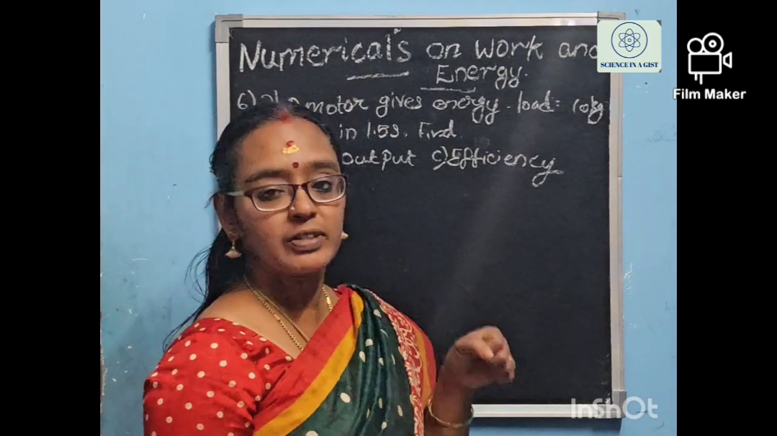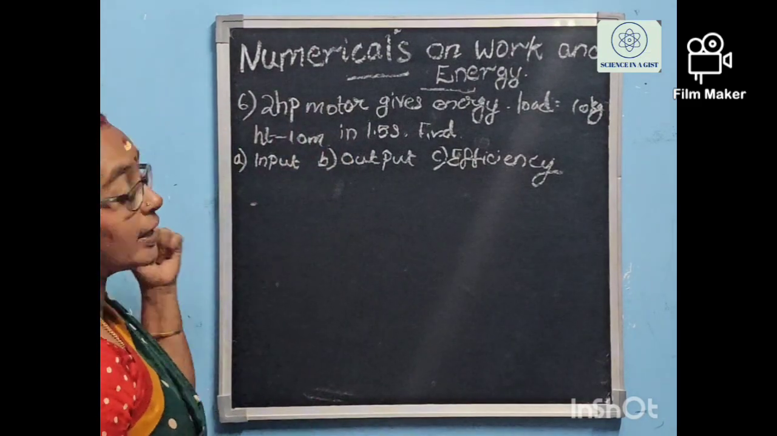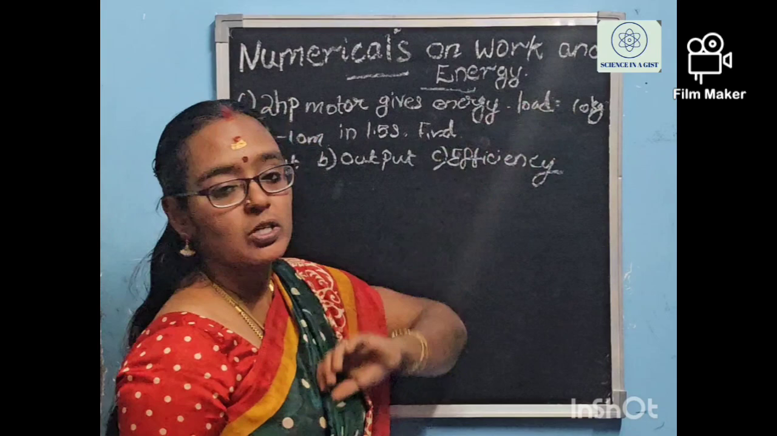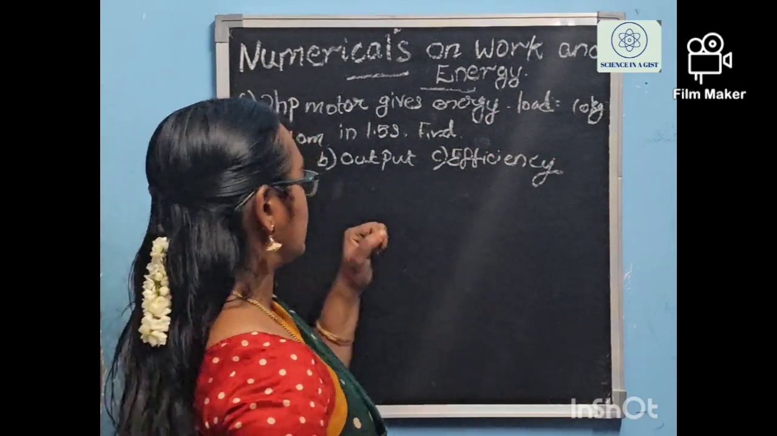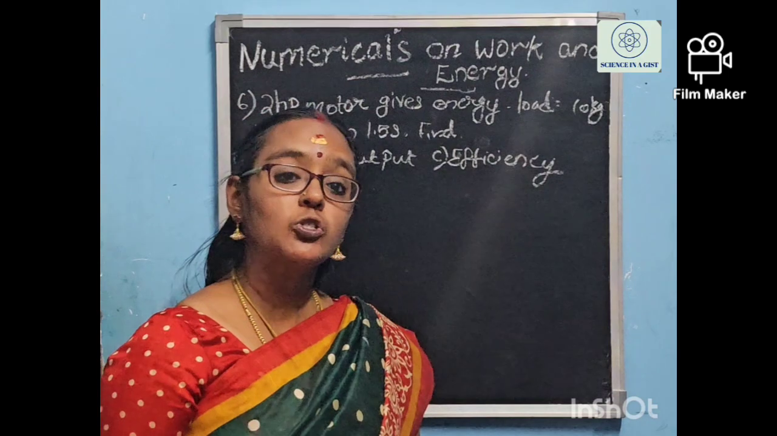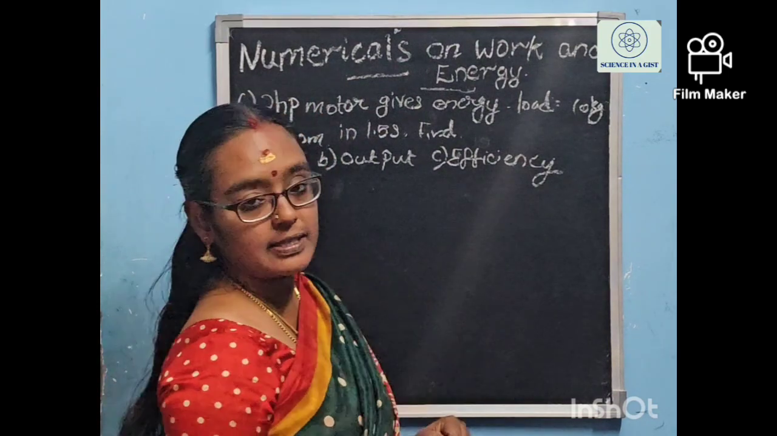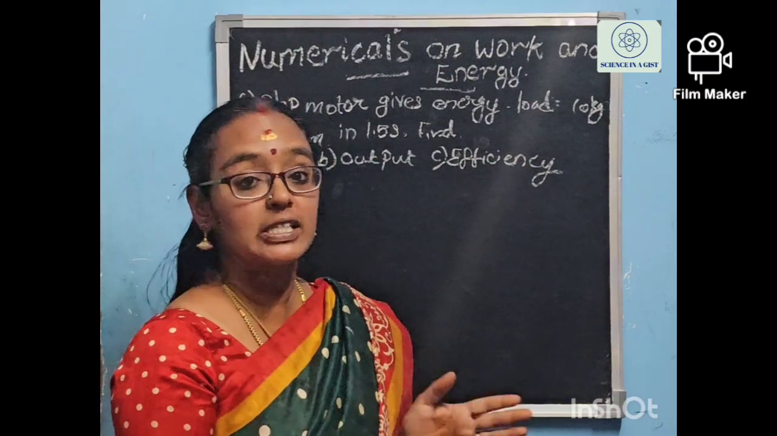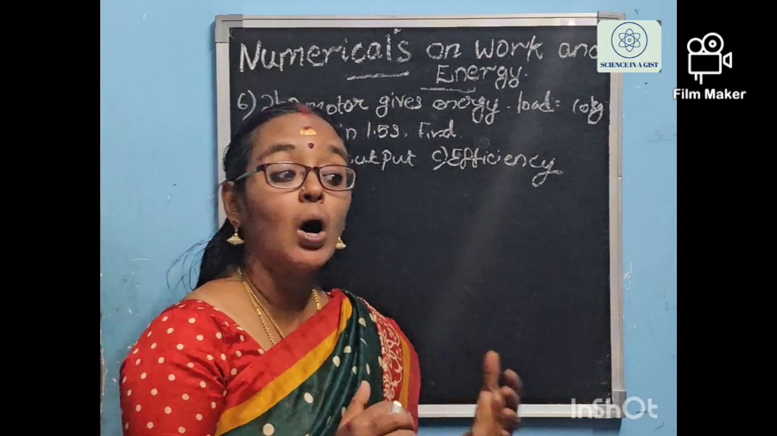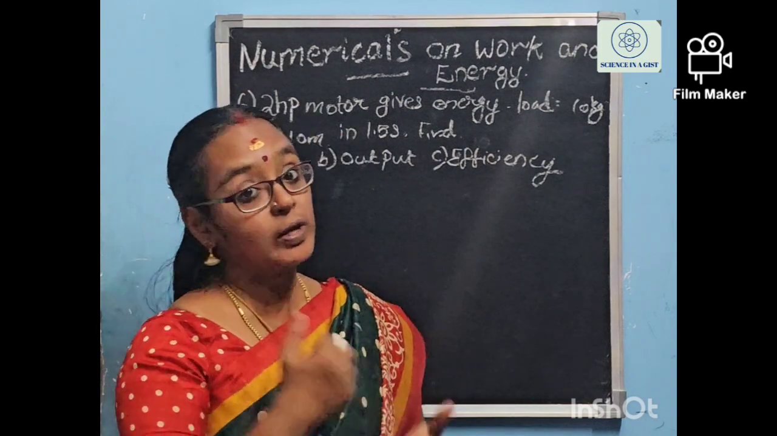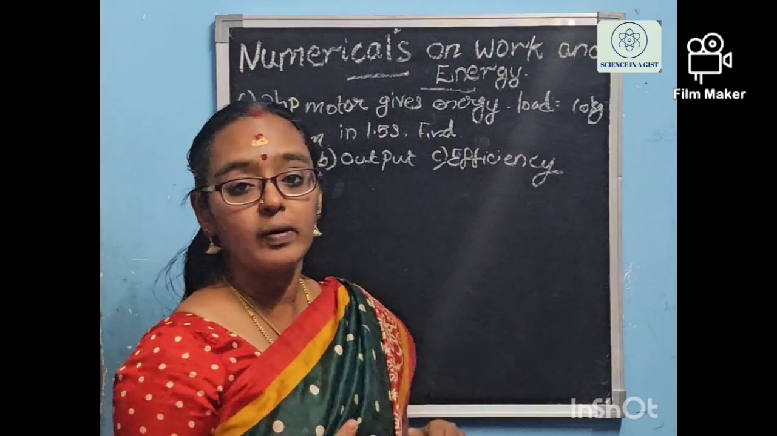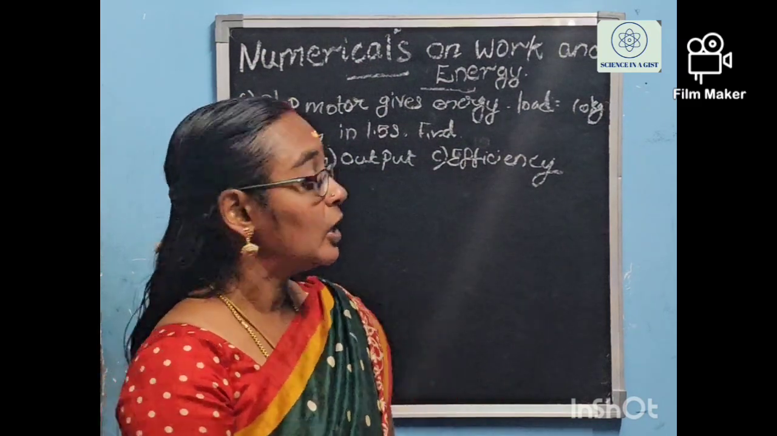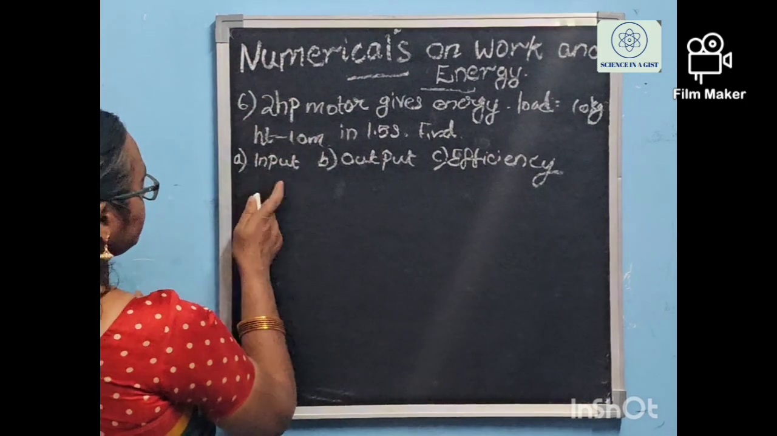A motor has been fitted and the motor is pulling the load of this much mass to a height that is given, and also the time, 1.5 seconds, in which it is pulling. So what you have to find? How much input is given, second, how much output the pulley is giving, and the third one is the efficiency of the pulley system. Okay, so how can we find out?